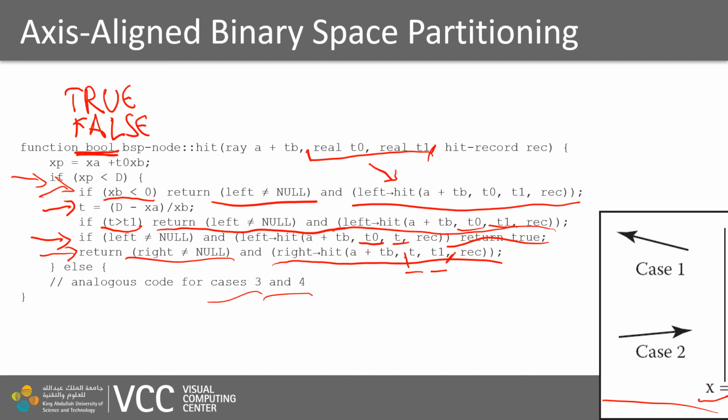For the cases 3 and 4, this will be analogous. It would mean that the XP is bigger than D, and we can see that a very similar code can be then generated for these analogous cases too.